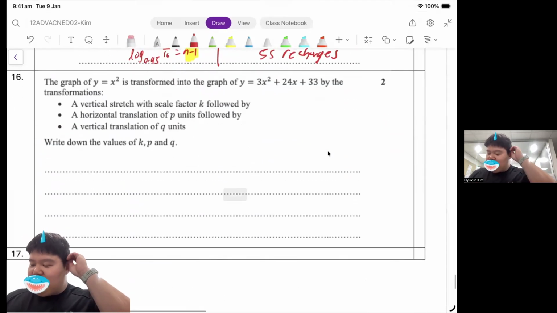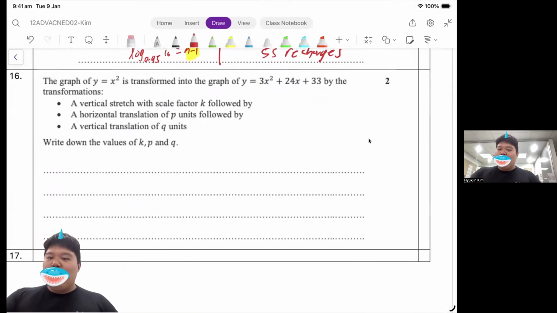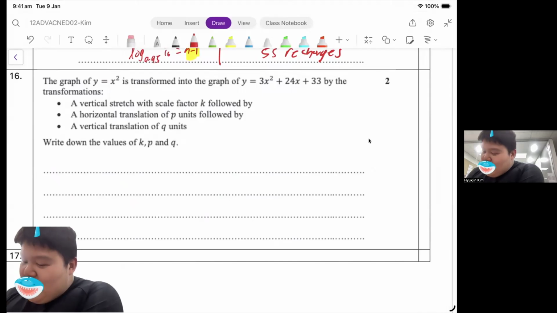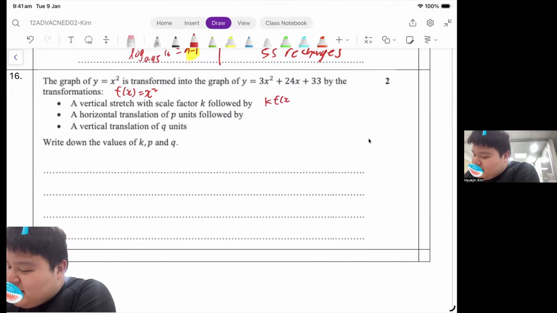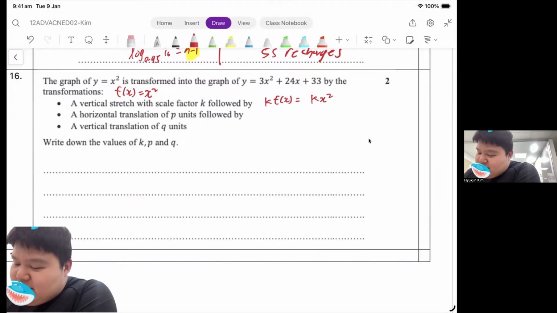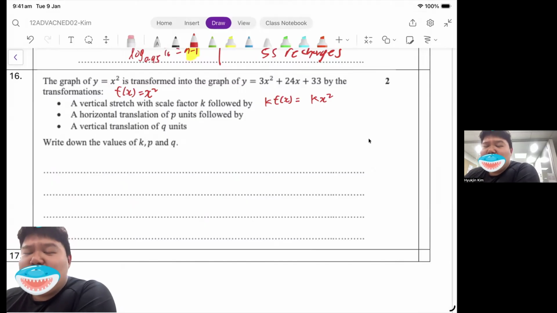The graph of y equals x squared is transformed. I've already shown it to you guys in class, so I'm just going to go quickly through it. I'm not going to explain as much. Remember to say f of x equals x squared, and then you just take it one step at a time. This guy is k f of x, so this is k x squared. Applies on after. This is a horizontal translation of p units. And remember, if I say translated by 5, you just assume minus 5 on the inside. And if I say negative 5, then we do plus 5 on the inside.